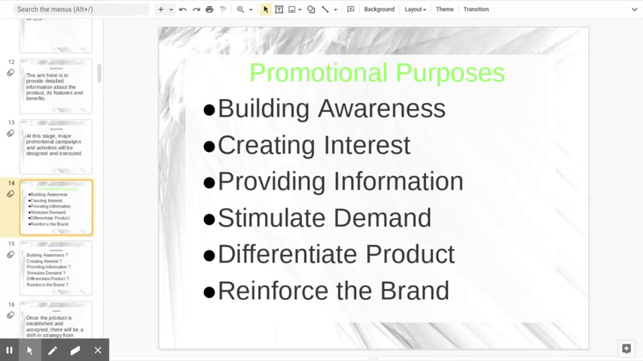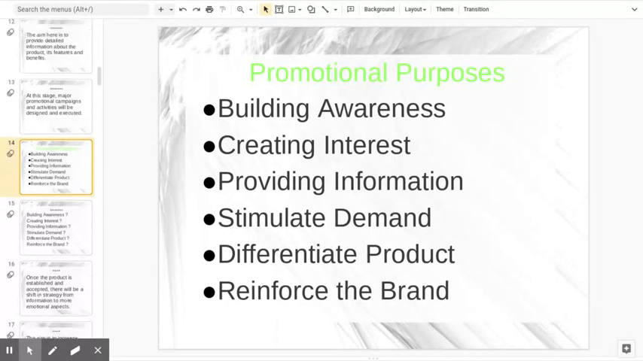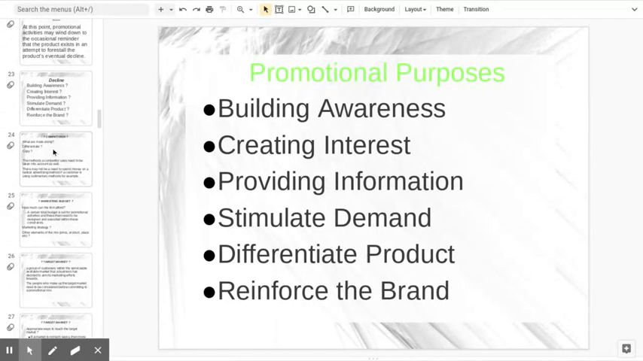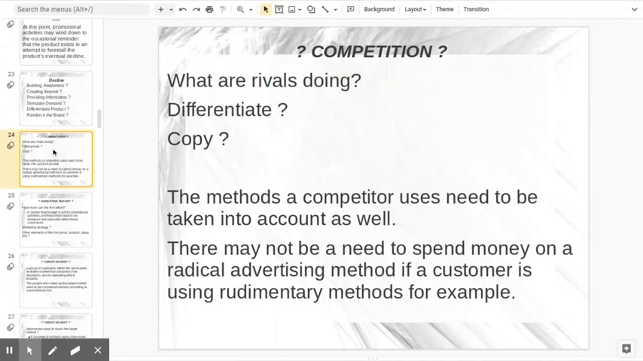Those really have a lot of depends behind them. It depends on if there's competition out there that's like us that we need to differentiate against. Sometimes there is, and maybe there's not. And reinforce the brand. Again, it depends on if we have some other brands, some other items, some other products that fall within our brand. So today, we will go through and talk about some other things that we have to look at.